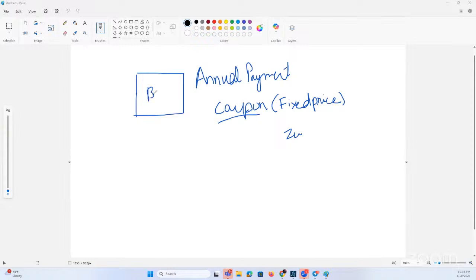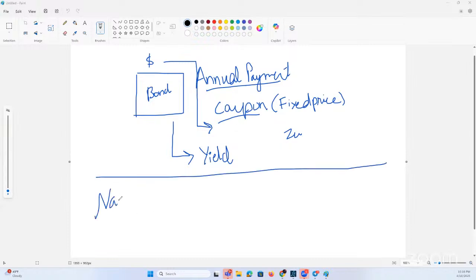So this is the bond, which has a dollar price, against which there is a coupon, which is the annual fixed payment, and there is an interest which is called the yield. Okay. So this fixed price coupon is defined when you're buying the bond. Okay. So let's say Naval has an interest in buying a bond from the government.